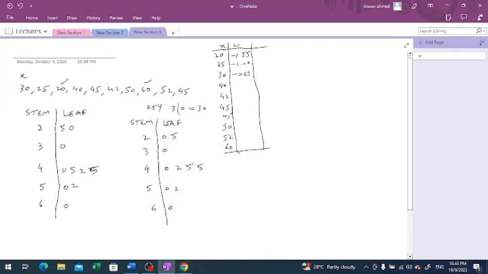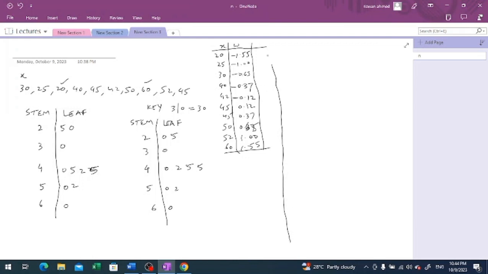So minus 0.37 and minus 0.12. Similarly, that's 0.12, 0.37, 0.65, this is 1.00, and then 1.55. Now what we do, we will draw a graph. On vertical axis, we take normal scores.